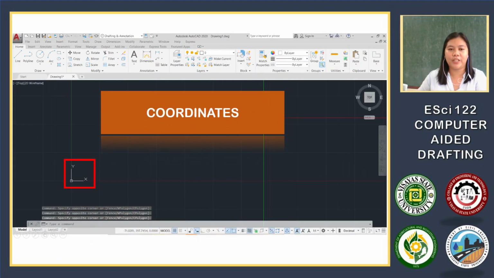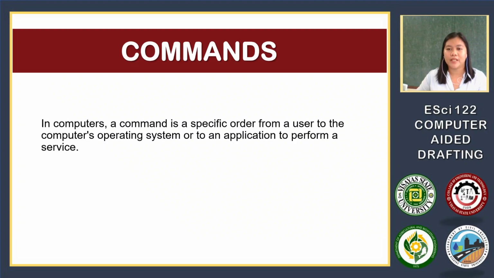Next, coordinates. Our coordinates are X, Y, Z, but since we are in a 2D plane, you will only see X or Y. So, let's go to commands.